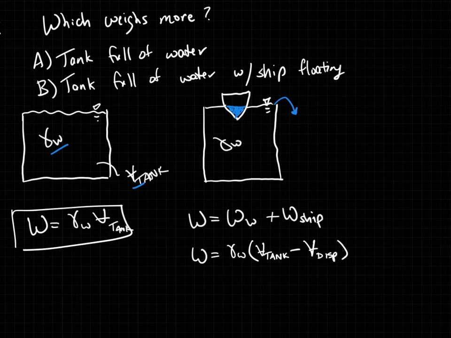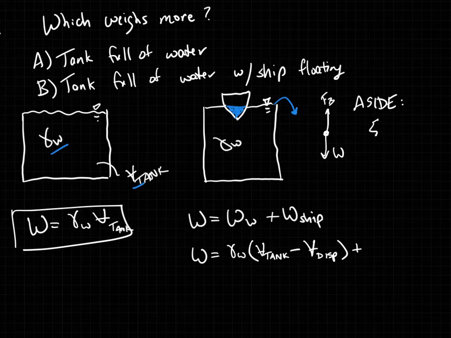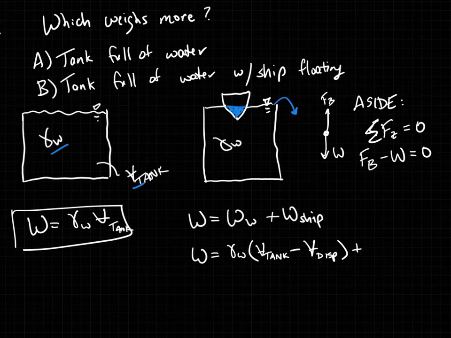Now, the ship. What is the weight of the ship? Well, that's kind of hard to get at. So we're going to do a little aside over here to get at that. I'm going to do a little free body diagram of the ship. The ship's not moving, right? It's not going up or down, so that means we've got a force of buoyancy, and we've got the weight. Oh, look, right there. There's a way for us to get at the weight of the ship. So the sum of the forces in the z equals 0. That means the force of the buoyancy minus the weight equals 0, which means the weight equals the force of buoyancy. Oh, this is good.